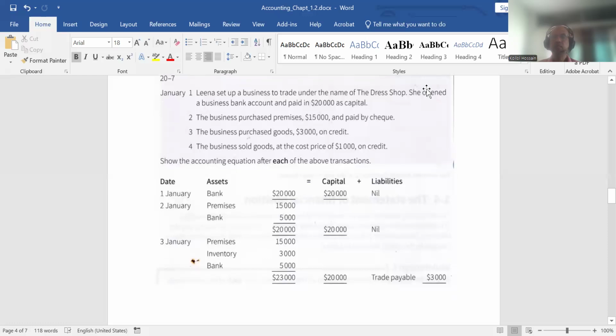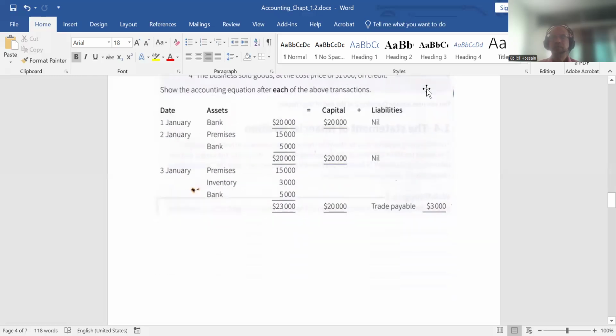Number 2: the business purchased premises for 15,000 and paid by cheque. What is happening here? One asset, premises, will be increased by 15,000, and another asset, the bank balance, will be reduced by 15,000. That's why for January 2 we see premises now 15,000, one asset increases, and bank balance now 5,000 instead of 20,000. Since the 20,000 is split into two assets, bank balance 5,000 remains and premises 15,000.